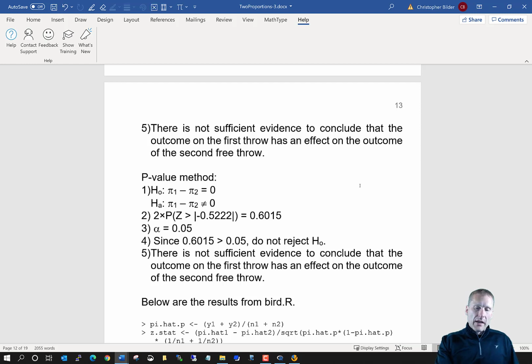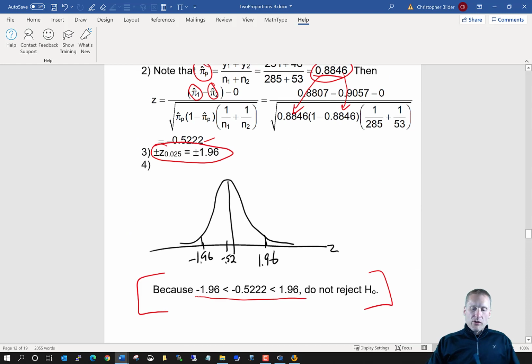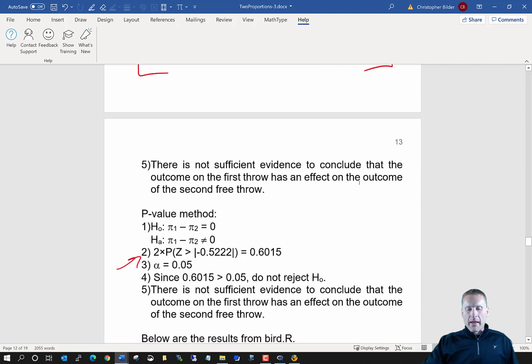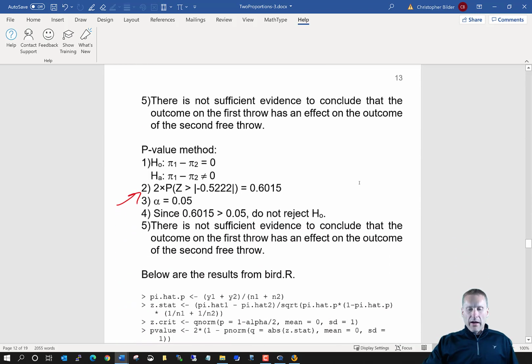P-value method. Now for the p-value, we take 2 times the probability that random variable z is greater than the absolute value of negative 0.52. And essentially what we're doing is, if here's the absolute value, 0.52, we're calculating this area here. And since it's a two-tailed test, we multiply by 2 for that corresponding area, and we get 0.6015.